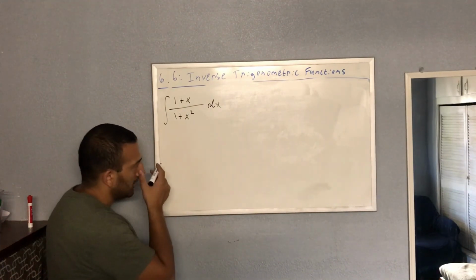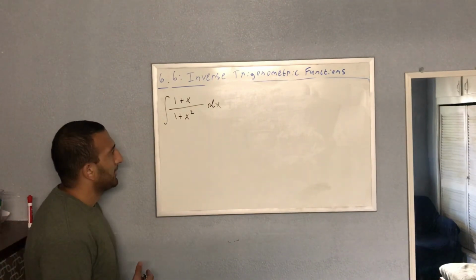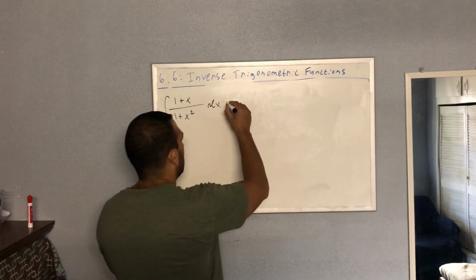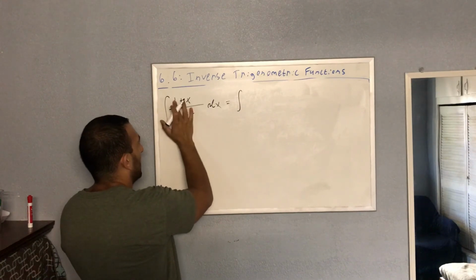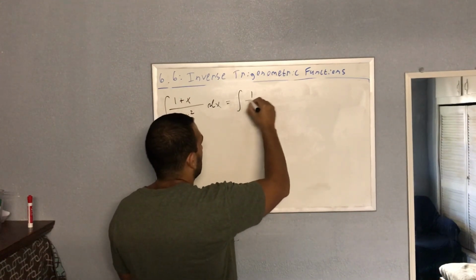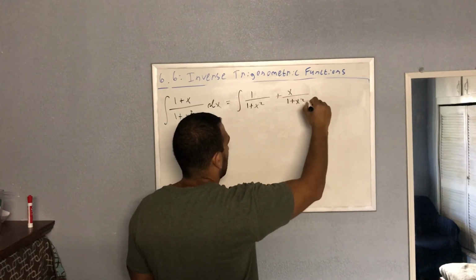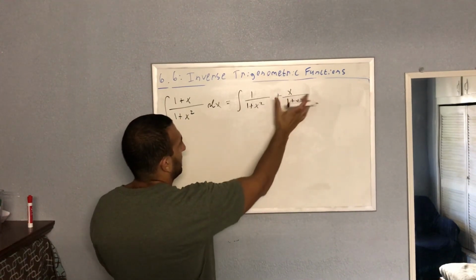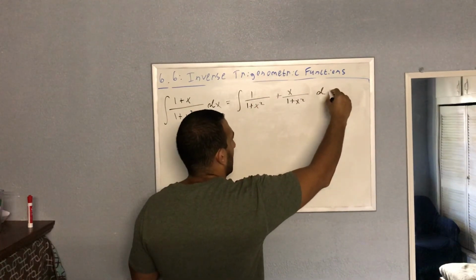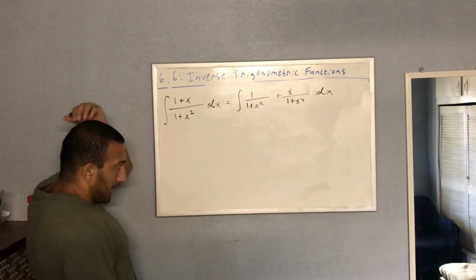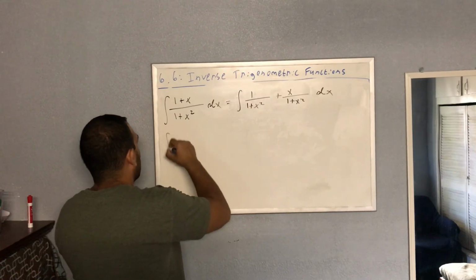So what we're going to do is first do some algebra and see that you can rewrite this as, you can take this quantity and divide it into each term. So this will be 1 over 1 plus x squared plus x over 1 plus x squared. Right? If you add these two fractions back, you'll literally get this. So we can split them apart. Okay. And then we can write these as two separate integrals.